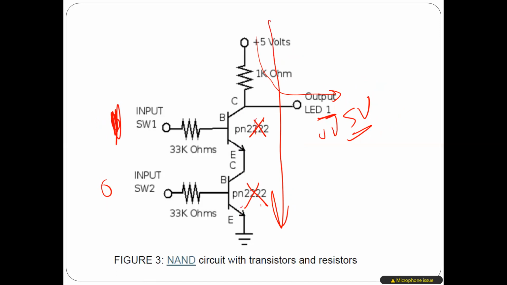Both of them have to be connected. If one of them is connected, the other one is not connected, so actually there is no current going this way. So the voltage here will be 5 volt, okay? Anyway, so this is just a simple idea, just to explain to you.